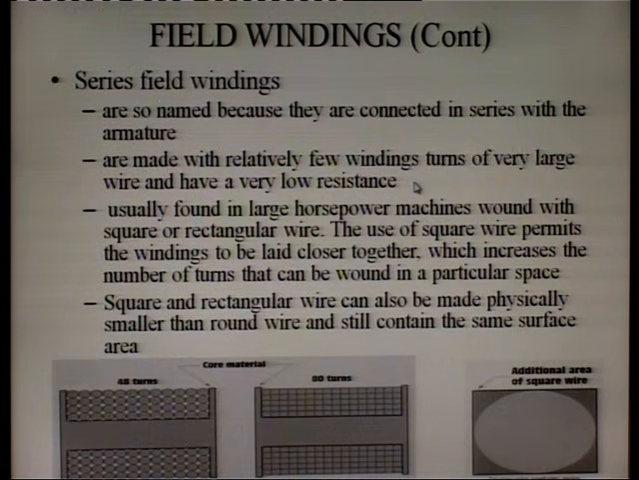Series field winding. Series field windings are so named because they are connected in series with the armature and are made with relatively few winding turns of very large wire and have a very low resistance. Usually found in large horsepower machines, wound with square or rectangular wire. The use of square wire permits the windings to be laid closer together, which increases the number of turns that can be wound in a particular space. Square and rectangular wires can also be made physically smaller than round wire and still contain the same surface area.